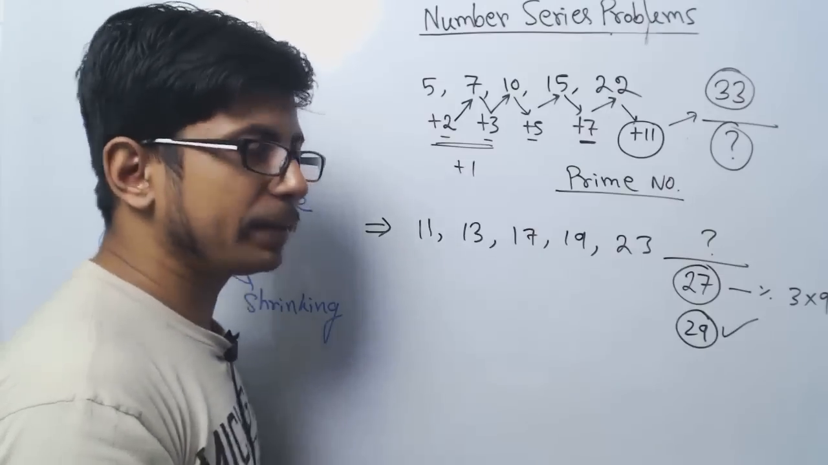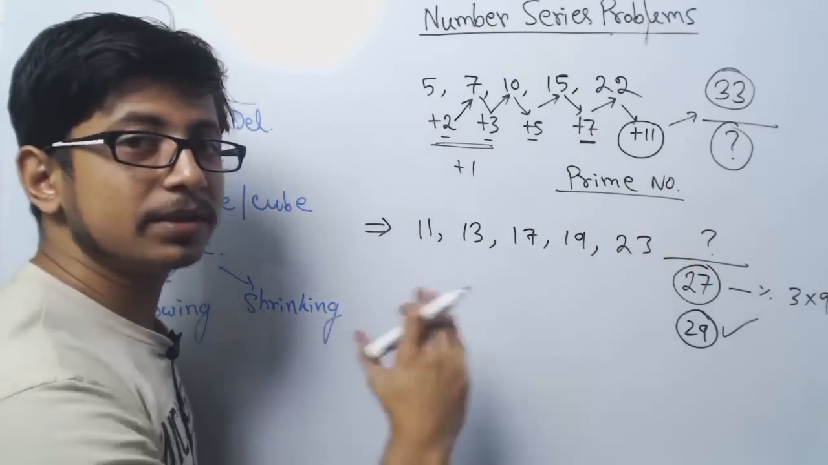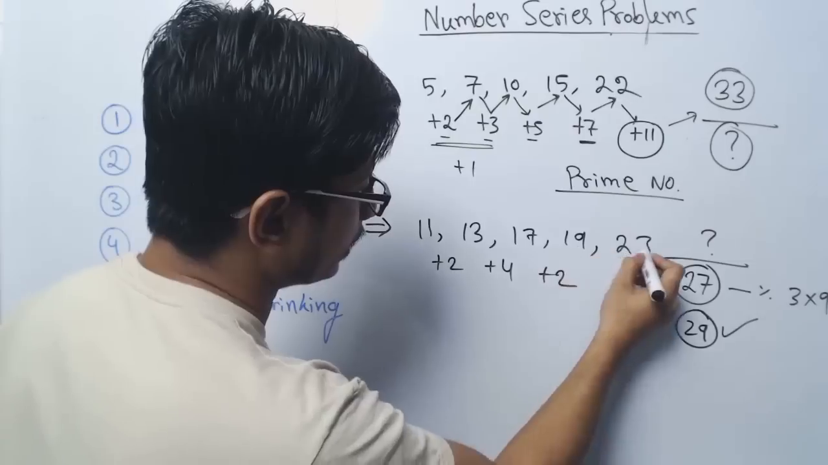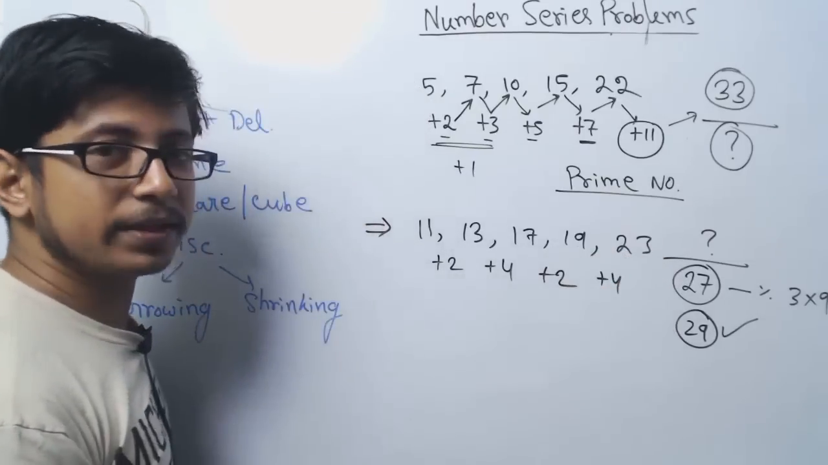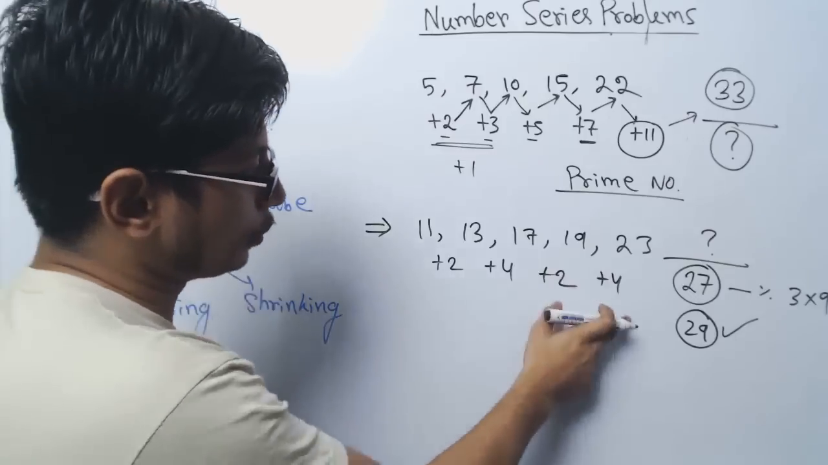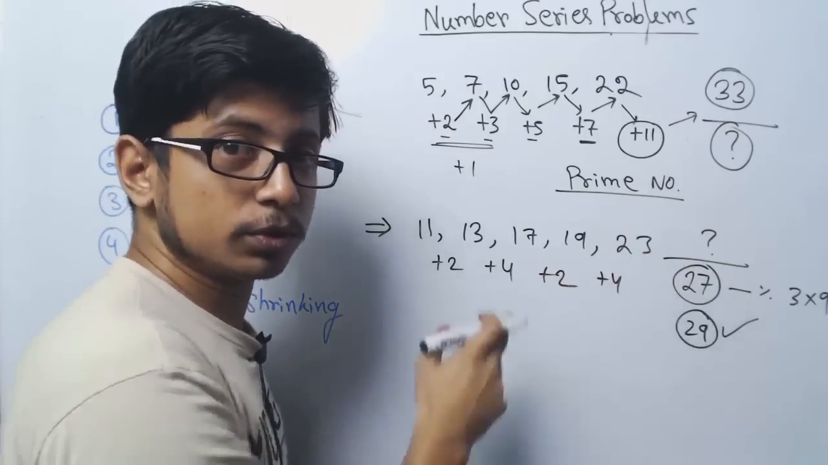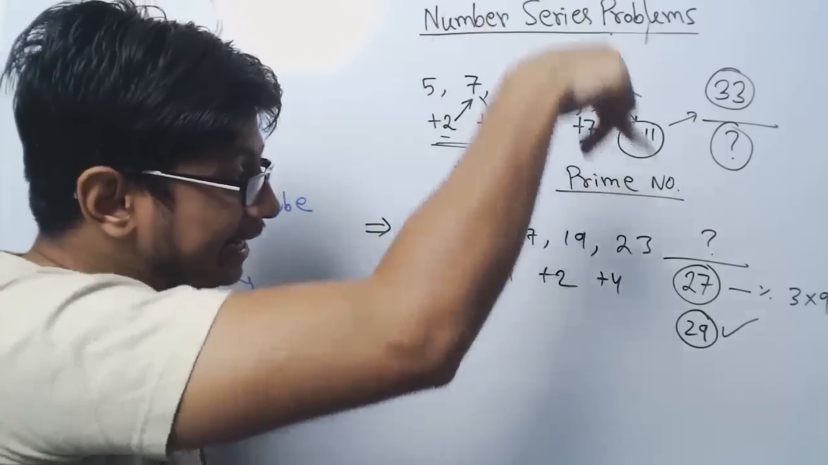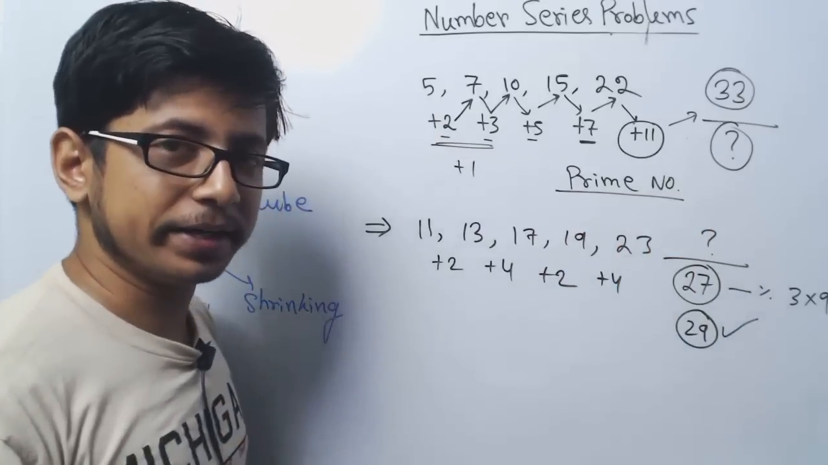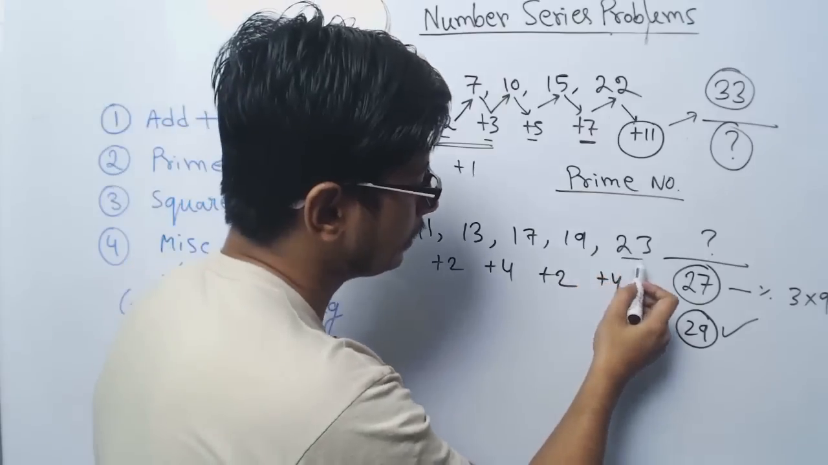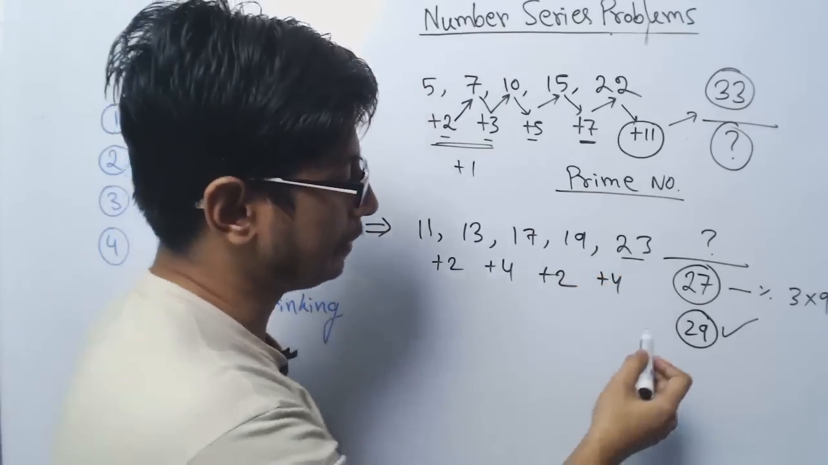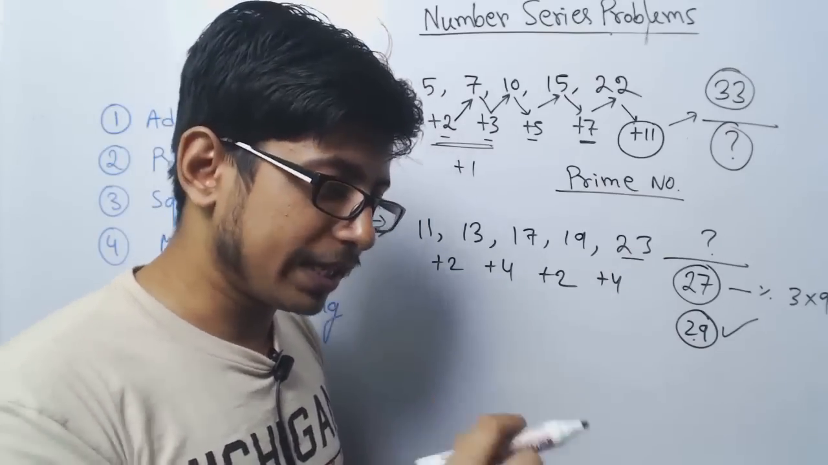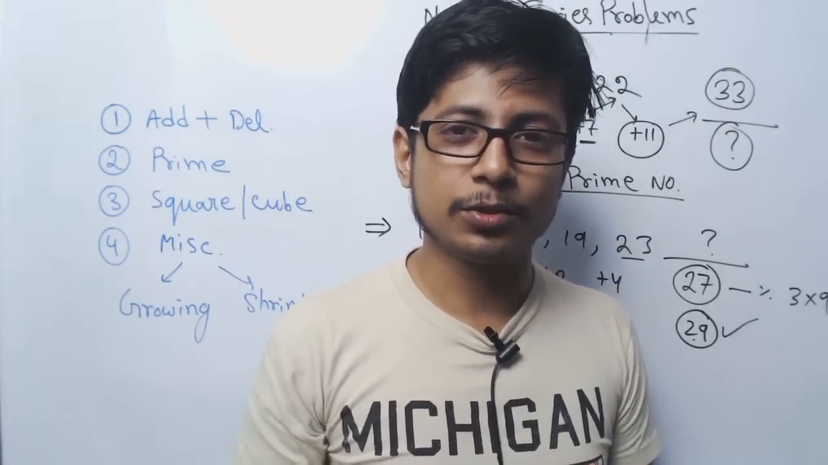Sometimes, whenever people see any number series, they start calculating. Let's say 11 to 13 is plus 2, 13 to 17 plus 4, 17 to 19 again plus 2, 19 to 23 plus 4. So what we're thinking is 2, 4, 2, 4. So after 23, the next would be plus 2, giving 25. You may think that, but this is a wrong interpretation, because the idea with which this series is provided is based on prime numbers. So the next after 23 will be 29, not 25 and not even 27. Remember that. It's very, very important, because as I told you, there is a chance of misguidance. Don't be misguided there.